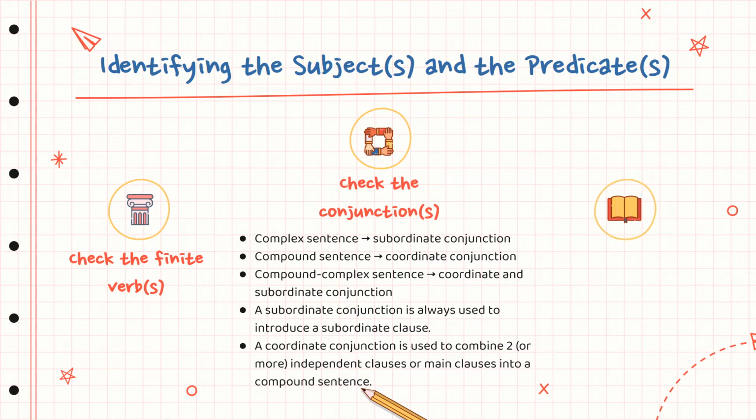The third or the last step, spot the subject and the predicate. You can easily spot the subject and the predicate if you have done checking the finite verb and the conjunction, and always pay attention to the punctuation and capitalization.